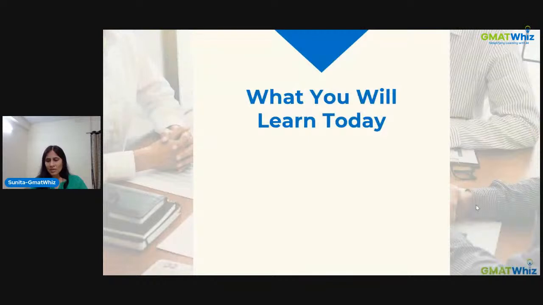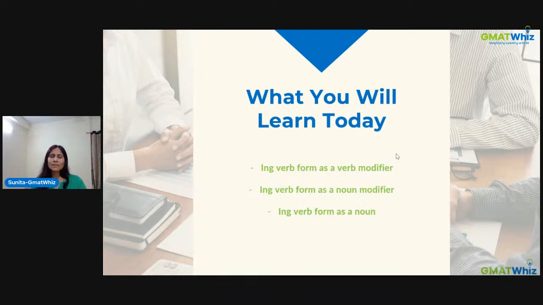And today's agenda, the most important part of the session, is what we are going to discuss. We're going to talk about the ing verb form as a verb modifier. We're going to talk about the ing verb form as a noun modifier and the rules related to that. And we'll also look at how the ing verb form can be used as a noun in the sentence.